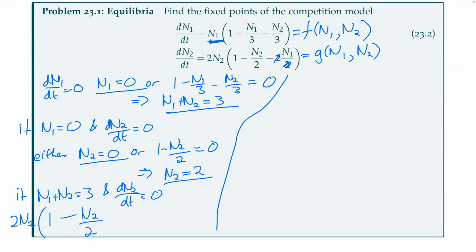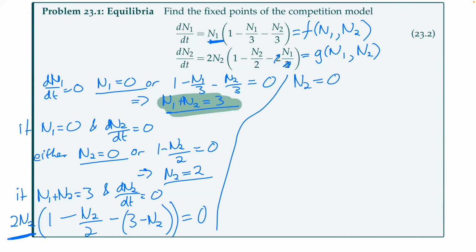If I rearrange this, I can get N1 is equal to 3 minus N2. So we have a minus (3 minus N2). So I've just eliminated my N1 there. And this has to equal 0. So what does that tell me? Well, again, either the bit out the front must equal 0, so either N2 is equal to 0, in which case, if we go back to the thing in green, we know that N1 has to equal 3.